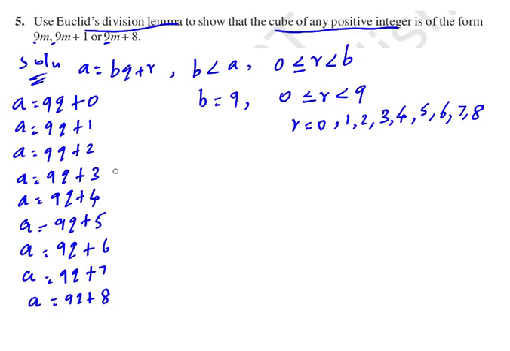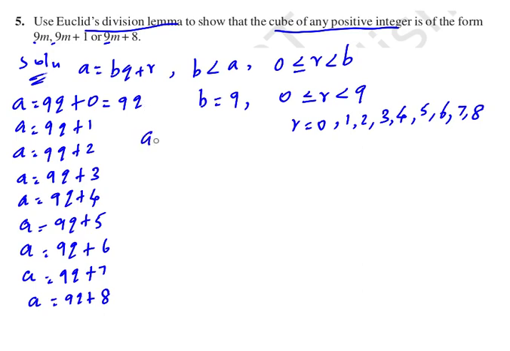So we have this many formats, and we have to prove all these cubes can be brought into the form 9m, 9m plus 1 or 9m plus 8. Only these three formats we have to prove. For this what we have to do? We have to cube on both the sides. We have to get the cube of these numbers. So the 0 we can leave, it becomes 9q itself.